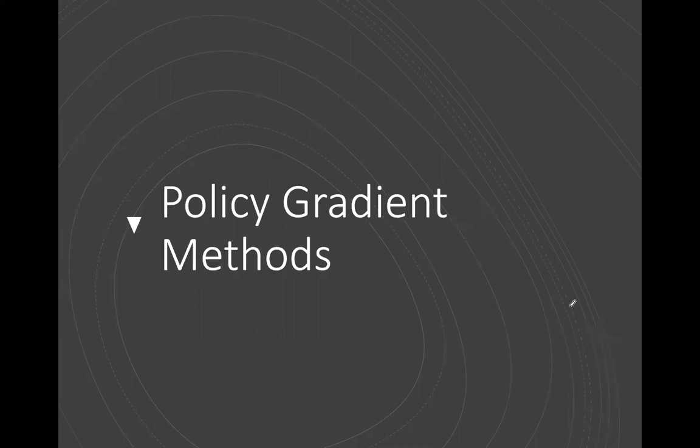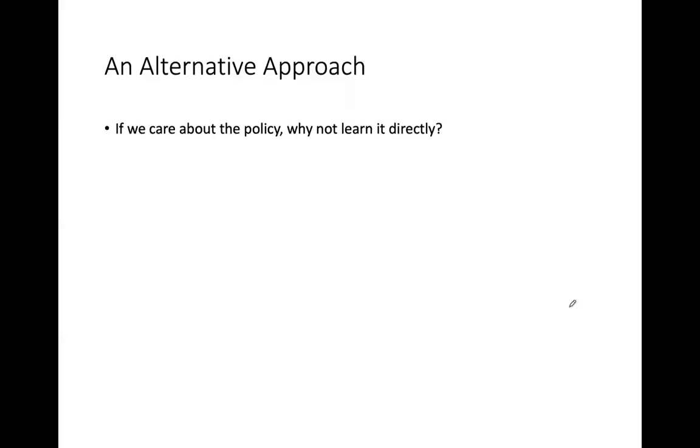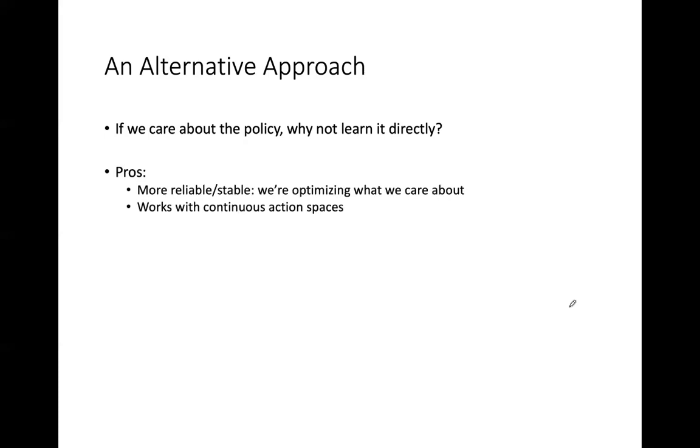And the answer is yes. And this insight leads to this family of policy gradient methods, which is maybe the second big family of reinforcement learning algorithms you should be familiar with. And the intuition is exactly what I just described, right? So if the policy is ultimately what we care about, then why don't we just try to learn it directly? So let's not take this detour to learn Q star and then use that to find the policy. Let's just learn the policy directly. So how are we going to do that?